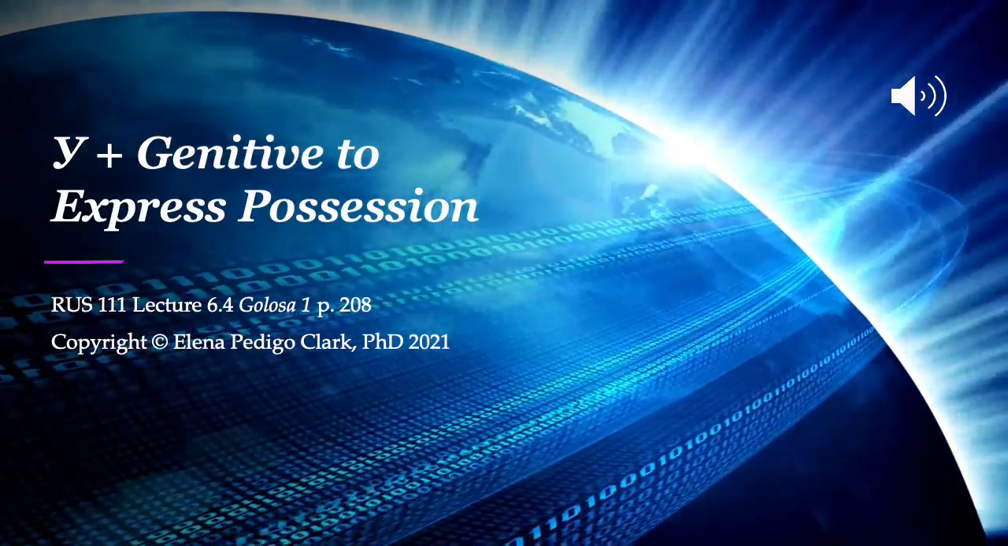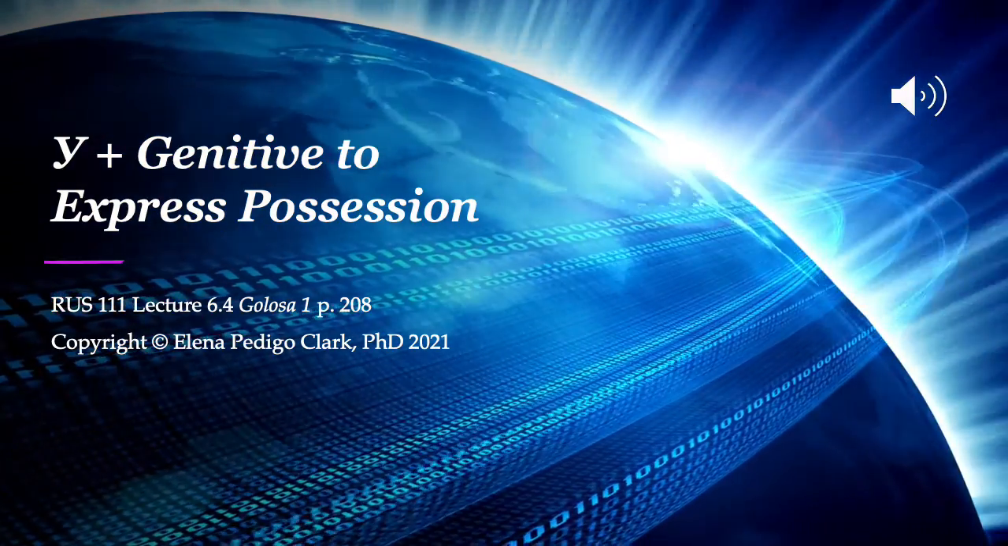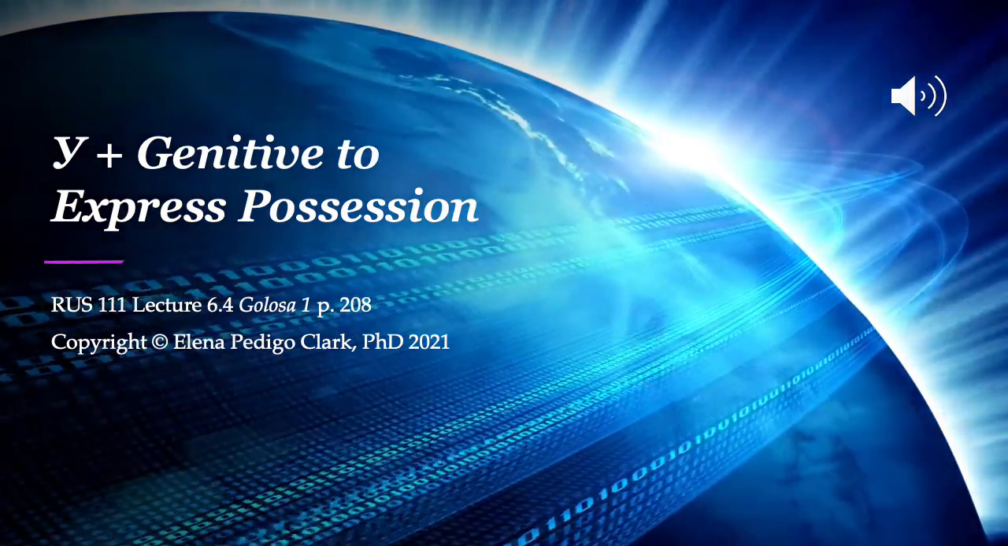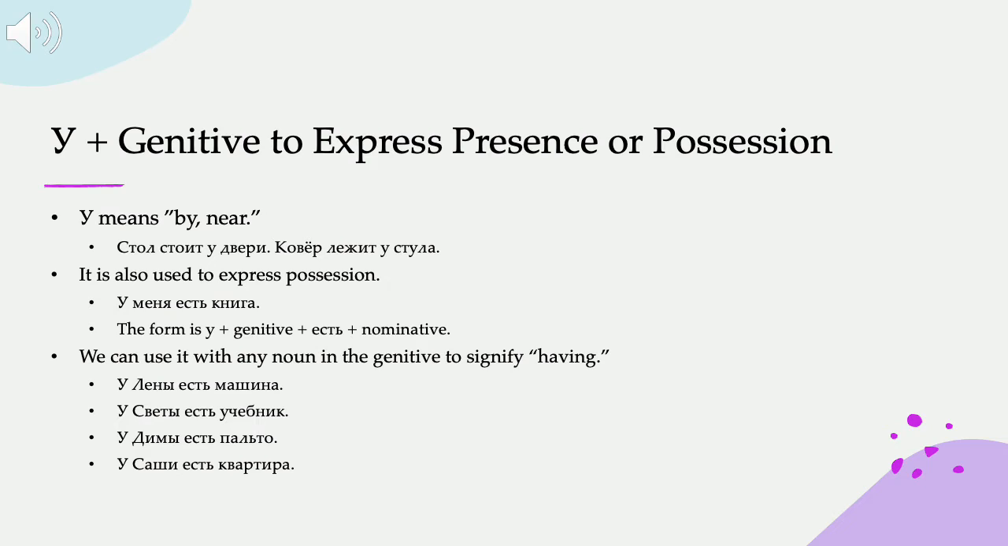Hey everyone, it's Professor Clark, and in this lecture, which should be pretty short, we are going to learn a little bit more about talking about possession, how to indicate that we have something. You already know the construction у меня есть, у тебя есть, and now we're going to learn a little bit more about it and how to talk about having in a broader context. Let's start by talking about the preposition u. U actually means by or near, and so we can use it to express physical location.